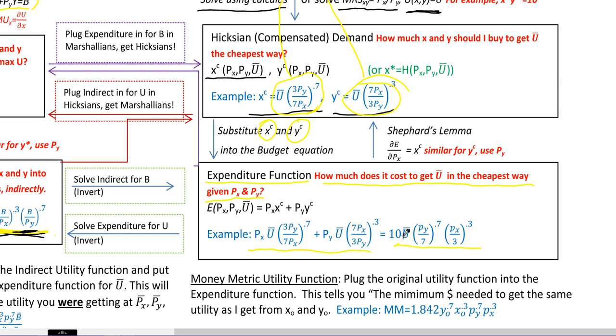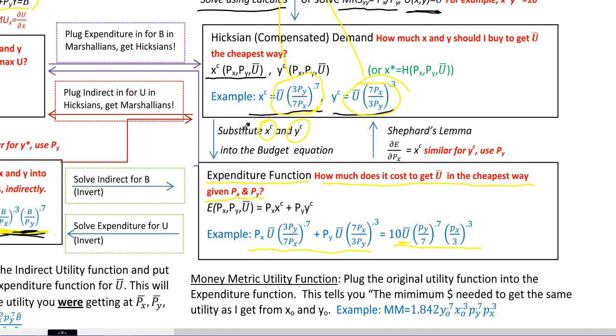So you can plug in, say, 10 utils, and I could plug in a price for Y, $5, a price for X, $3. And what this equation will spit out is how many dollars I would need to achieve that amount of utility with those two prices. Okay, that's the expenditure function.